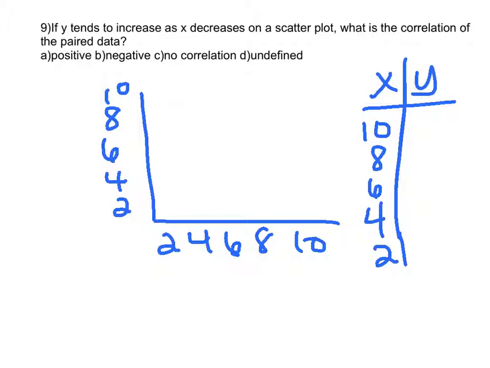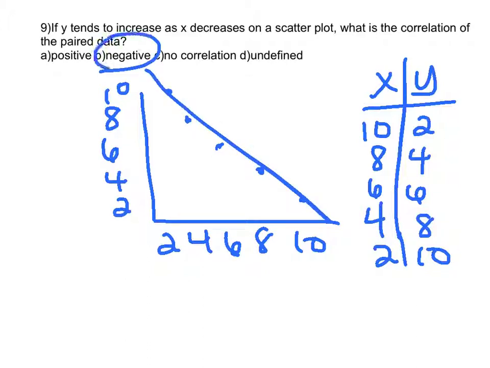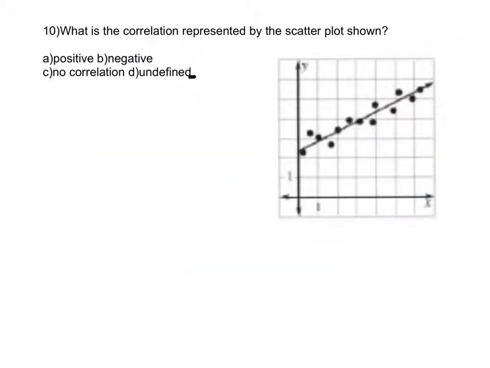So, if I have my x decreasing, I want my y over here to be the opposite. So if I would graph that, 2, 10, 4, 8, 6, 6, 8, 4, 10, 2, just roughly graphing that, okay? This is going to show you that you have a negative correlation or a negative slope. Number 10 asks, what is the correlation represented by the scatter plot shown? Well, if you take a look here, that is going in a positive direction.